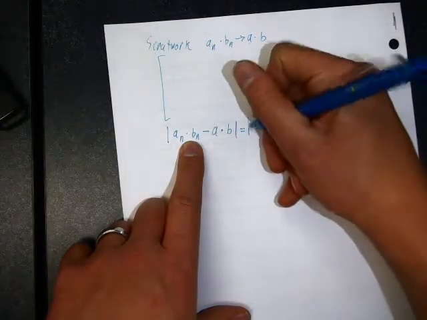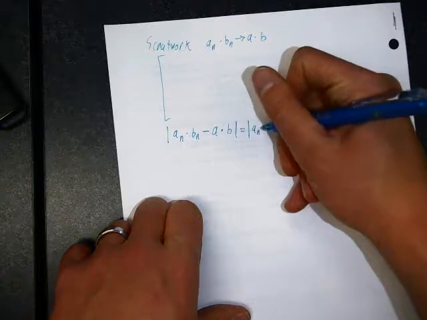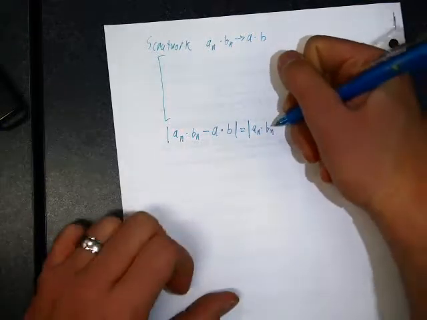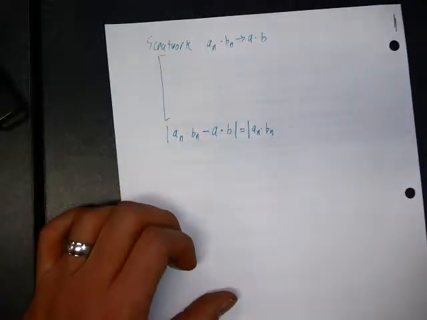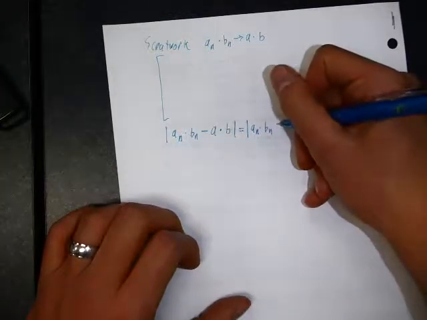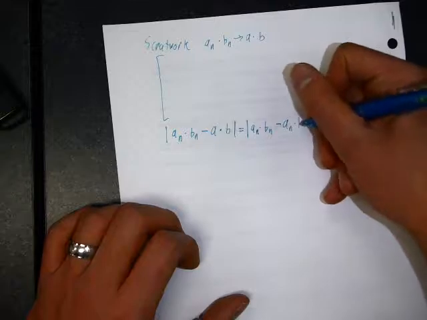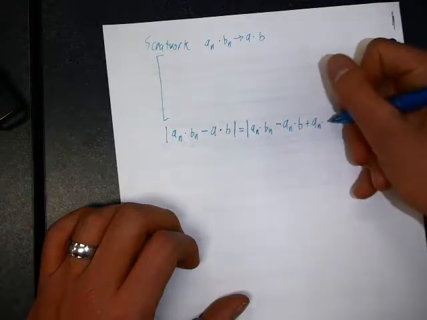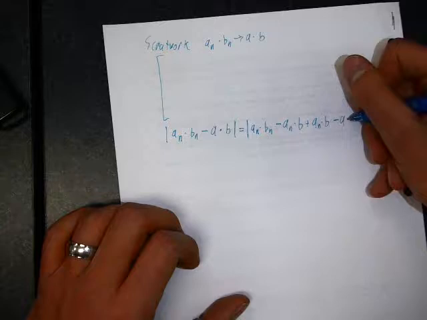And how will we do it? Well, we'll add and subtract something that's the same thing as a_n times b_n. I just want to look at my notes to see that I do the same thing. Yeah, let's subtract a_n times b and add a_n times b, and then subtract a times b.